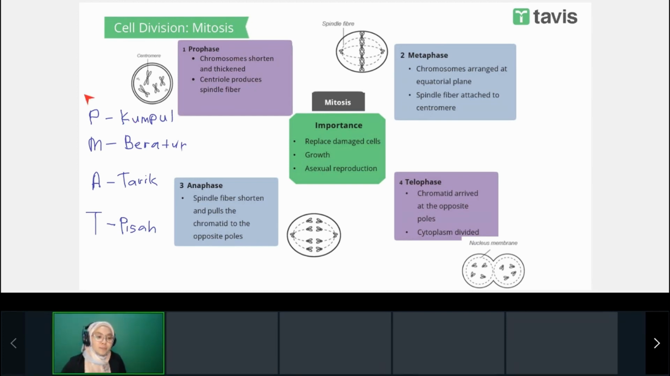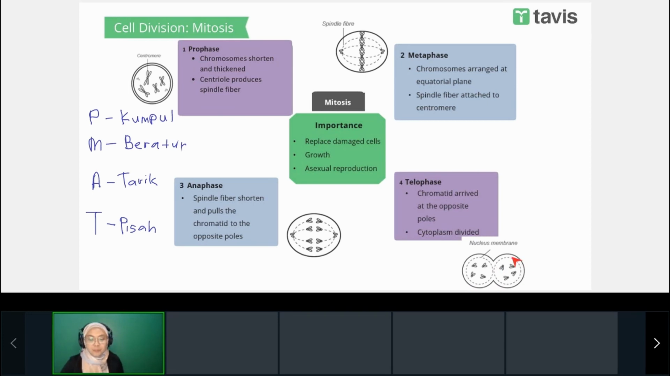For mitosis, Pak Mat. What happened during prophase? We kumpul together. Metaphase: beratur, align at the equatorial plane. Then anaphase. What happened during anaphase? Tarik. Each of the chromatids is pulled to the opposite pole. What happened during telophase? The chromatids arrive at the opposite pole and become divided.